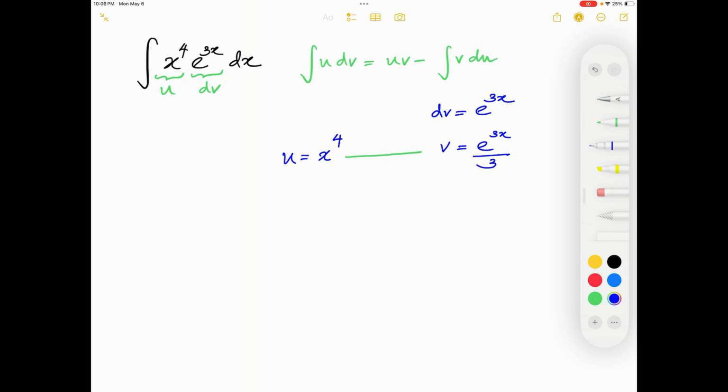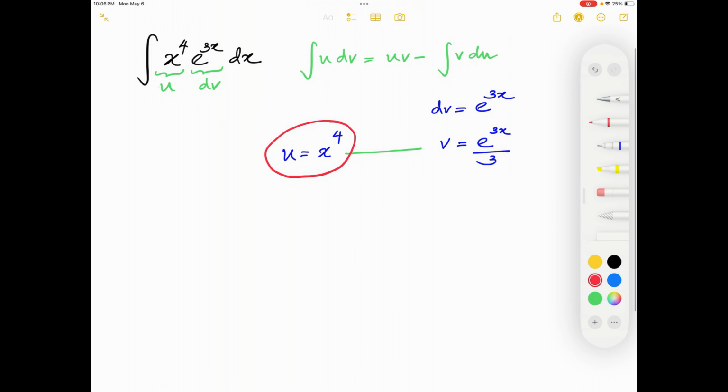Alright, next the fun part begins. We need to keep differentiating the function u, and we will need to keep integrating the function v. But how many times do we have to differentiate u and how many times do we have to integrate v? Well, here's the guideline. We keep differentiating the function u until it becomes a constant, and the number of times that we need to integrate v is equal to the number of times that you differentiated the function u.